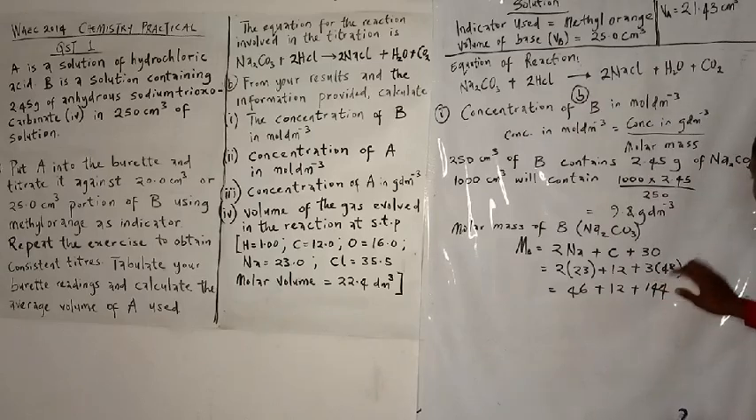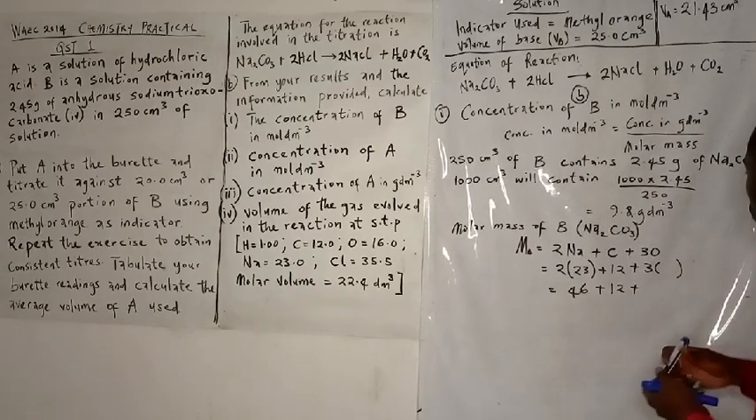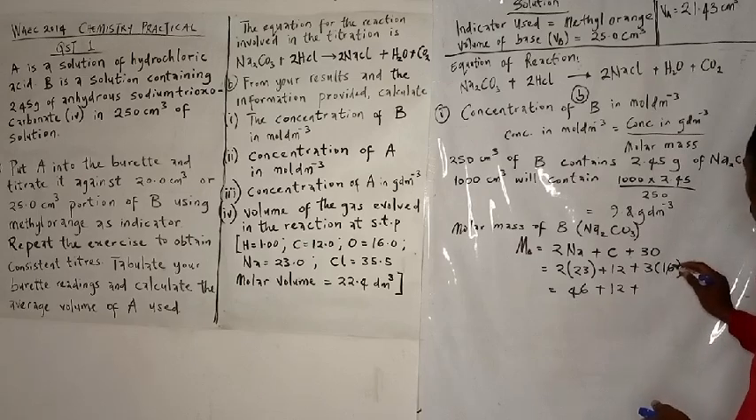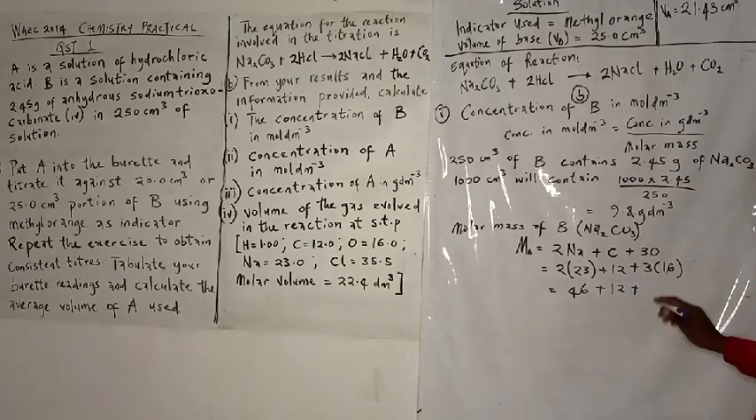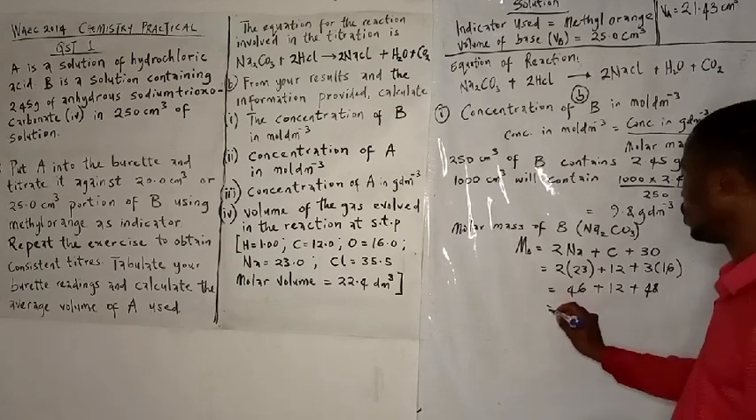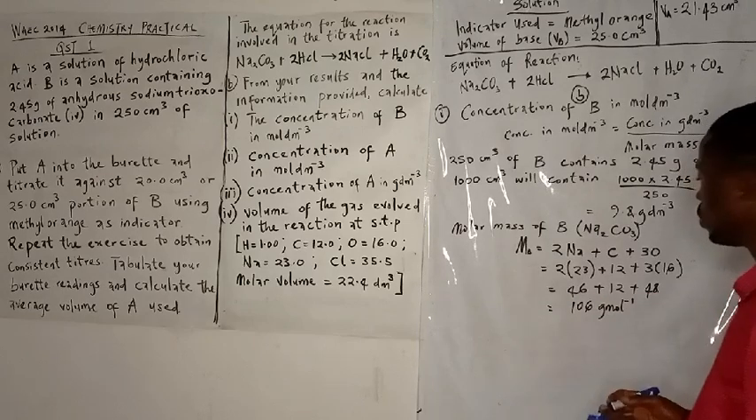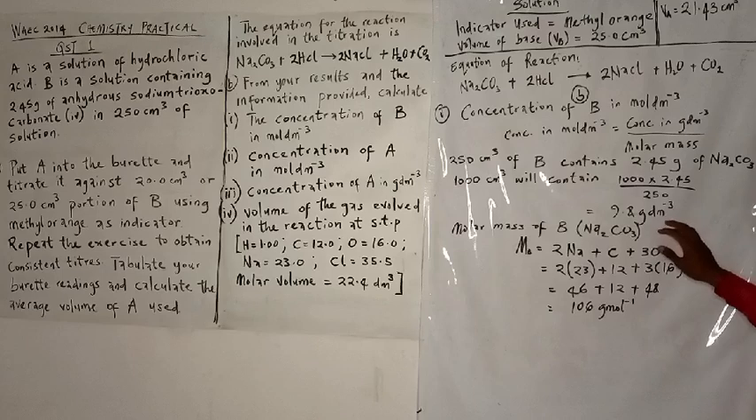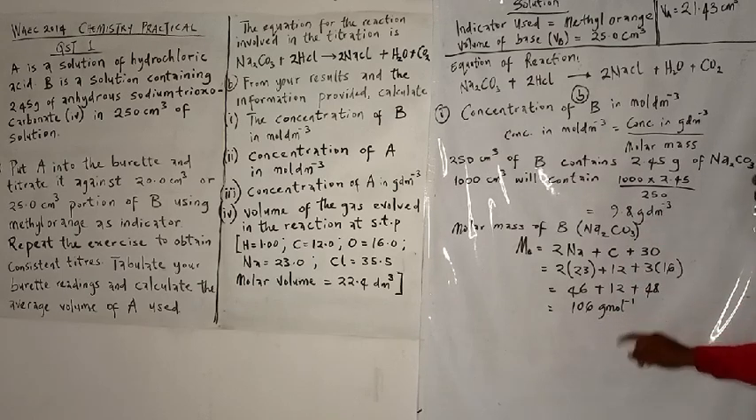It will be 3 times 16, because the mass of oxygen is 16. So 3 times 16 will give us 48. And then when we sum everything, we get 106 grams per mole. Please take note, the unit for mass concentration is gram per dm cube. The unit for molar mass is gram per mole.